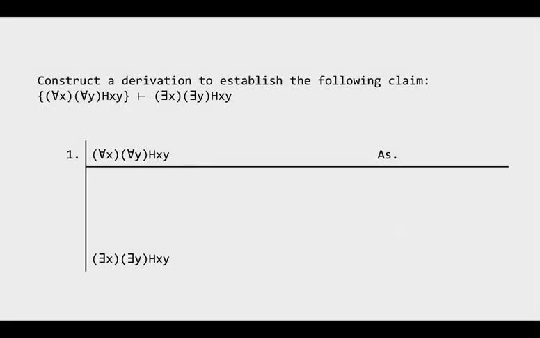Here is another setup for another derivation. It looks like we have to go from a universally quantified sentence to an existentially quantified sentence. Premise one, all it's saying is that for every x, some property H applies to y. And the sentence that we're trying to derive says there is an x such that property H applies to y. So it's a simple swap of quantifiers.